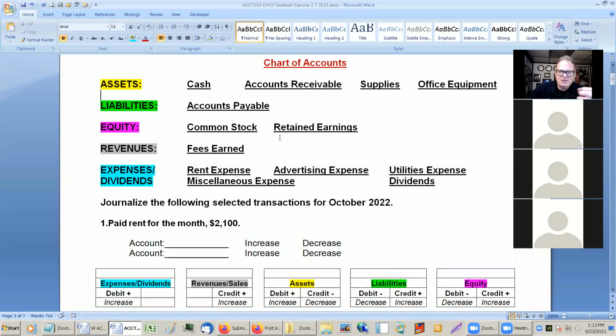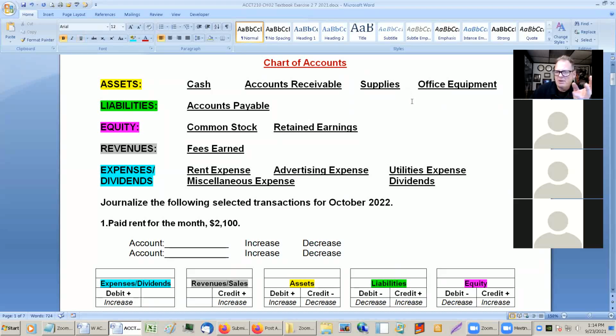And the reason is that you don't want hundreds of accounts where someone calls it office equipment, someone just calls it equipment, someone calls it equipment for the office. To avoid that kind of confusion, where you may have five accounts for exactly the same thing, they have a chart of accounts. And these are the accounts that you're going to use.